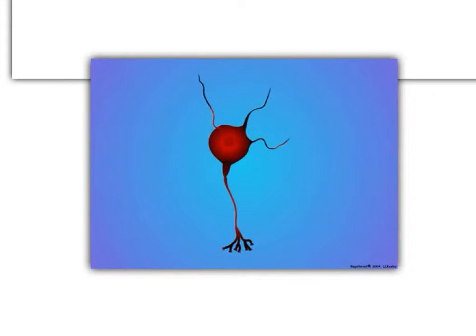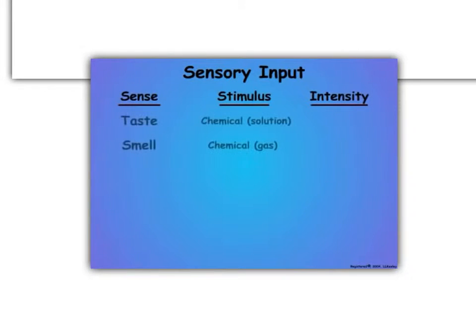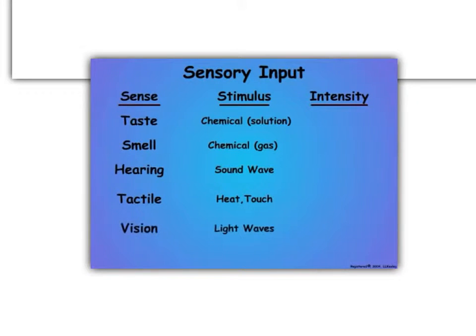The role of a neuron is to receive and transmit information. Neurons receive information with the dendrite. The dendrite receives information either from a junction with another neuron called a synapse, or the dendrite may be differentiated as a sense receptor to detect specific sensory stimuli, such as chemicals for taste and smell, pressure or heat for hearing and touch, or wavelengths of light for vision.